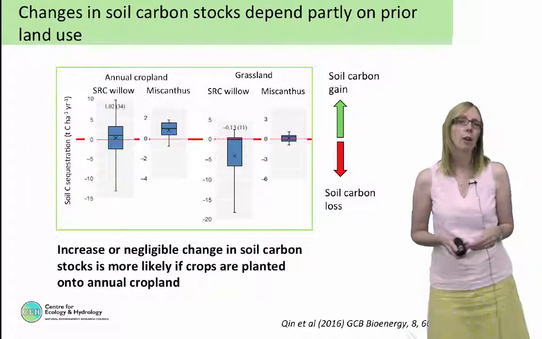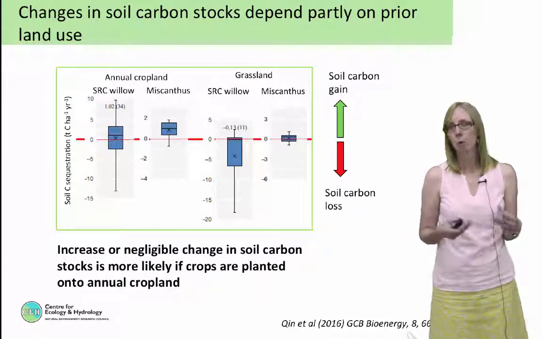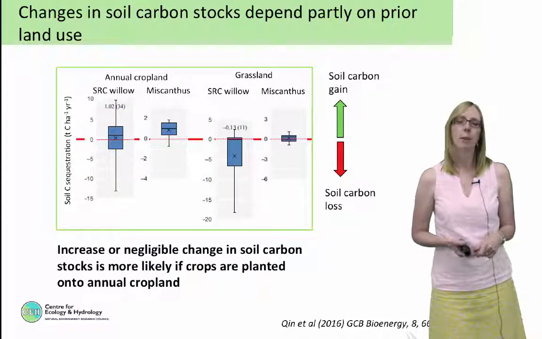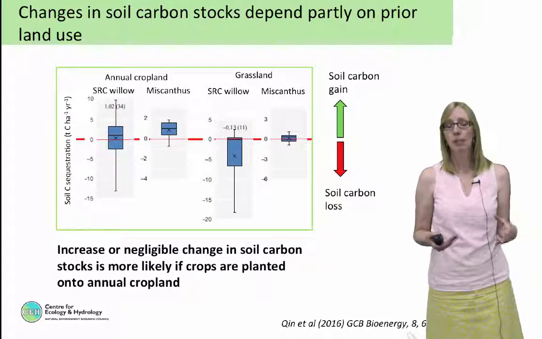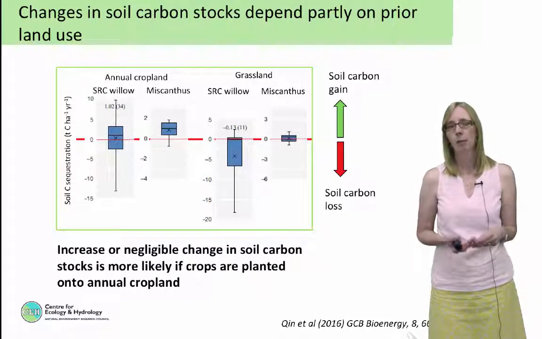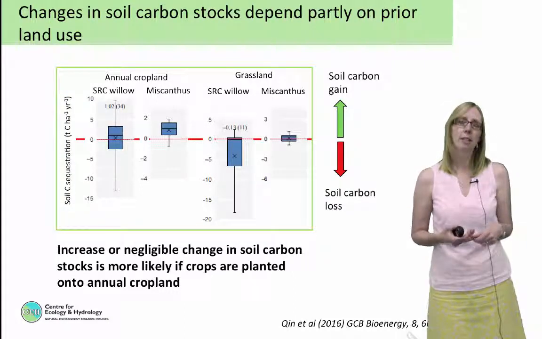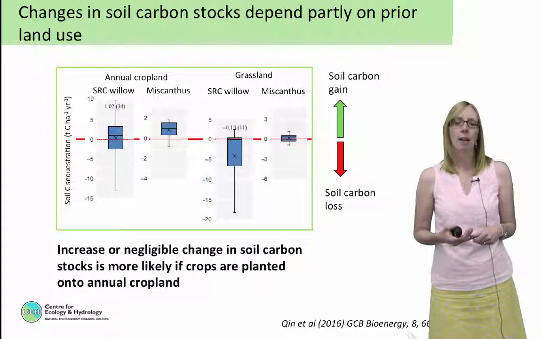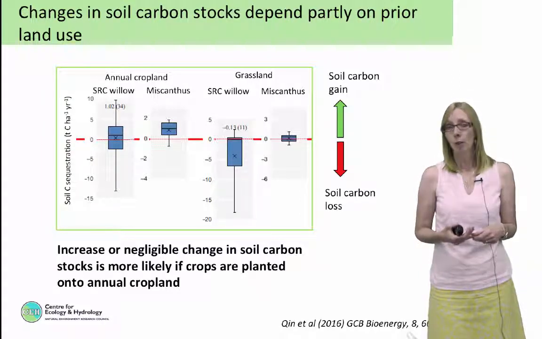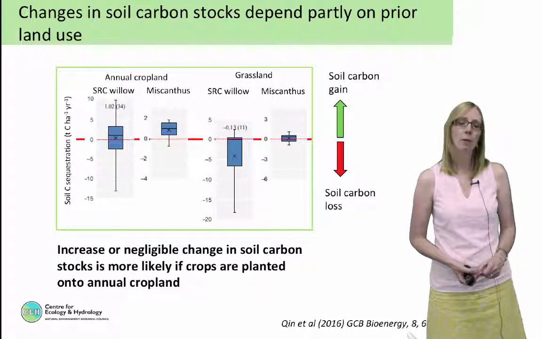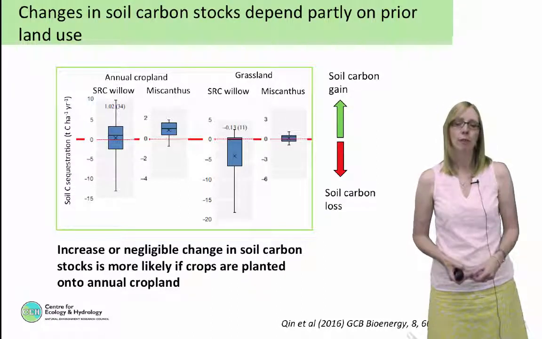So next, for soil carbon stocks. I've told you what our data shows from the ELAM and Carbo Biocrop projects, but when we look across global studies, again from this meta-analysis produced by Kin et al. in the States, we see very similar messages: there's potentially soil carbon gains to be had from planting bioenergy crops onto annual cropland, and there's a risk of losses from grassland.